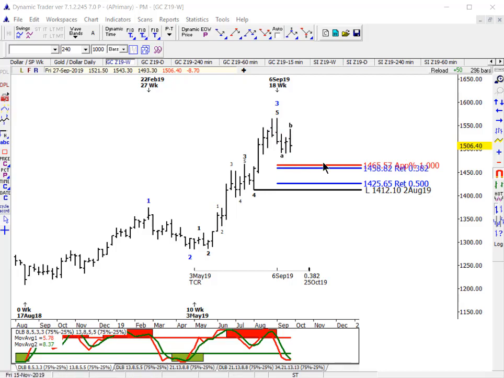That's really important. Now, in a few weeks, we're going to have an enormous setup on the long side, but that's a few weeks away, more than likely.